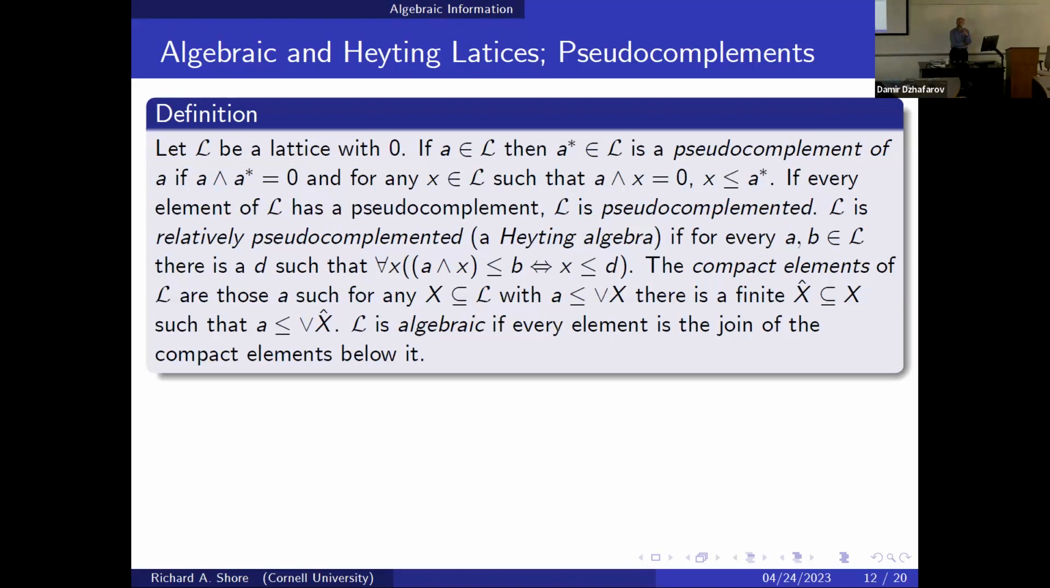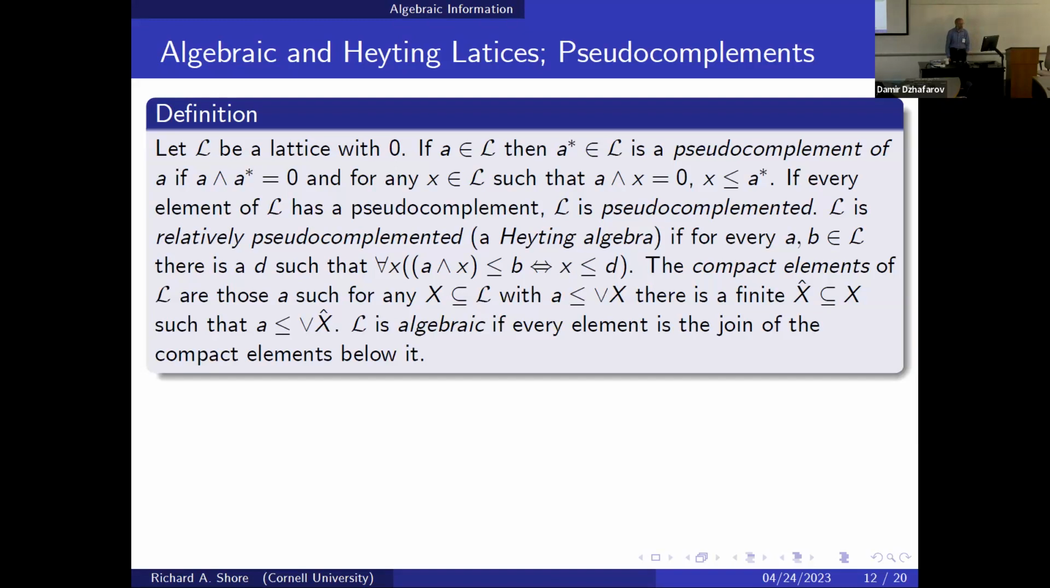A lattice is algebraic if every element is a join of the compact things below it. At this point, we know that the finitely axiomatizable theories are compact by the compactness theorem, and every element is a join. We already know every theory is a join of the sentences that are true in it. So this is an algebraic lattice.